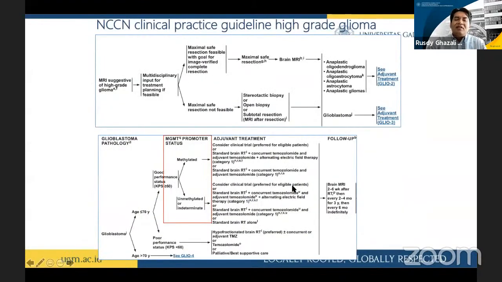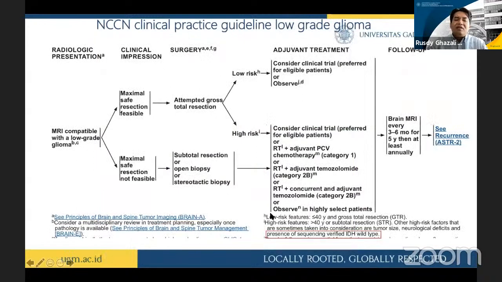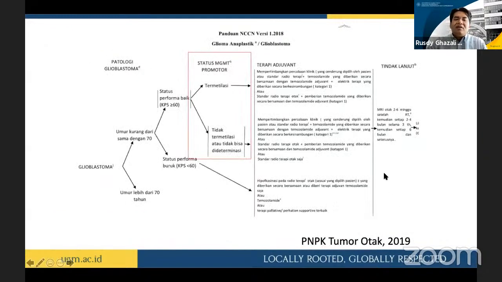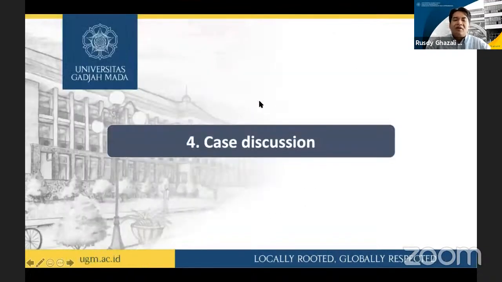And this is NCCN guideline also clearly in high-grade glioma. We define the treatment based on the methylation status of MGMT promoter. In low-grade glioma also, we define the treatment based on low risk and high risk based on the presence of sequence-verified IDH mutation. And also in our national guideline, we also incorporate this genetic factor. We mentioned that the patients with methylated and unmethylated MGMT promoter will have different type of treatment and so on. So it's already incorporated in our guideline.